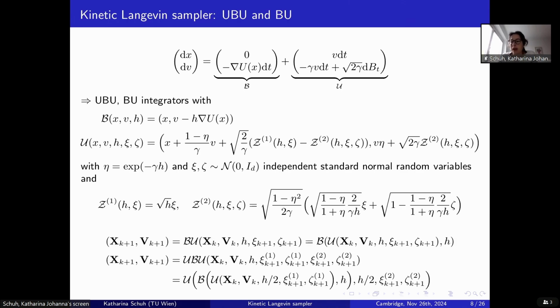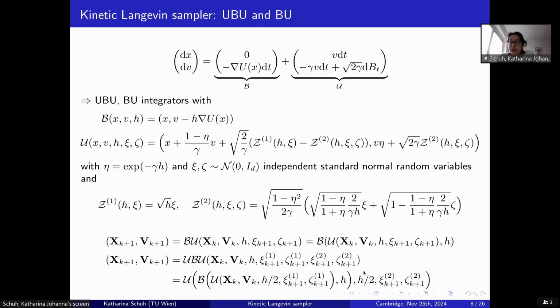And then how we get our Markov chain from this, similar to the Euler scheme. We start with a position and velocity at a certain point. Then we have our discretization parameter h and our sequence of independent standard normal random variables. And then for the BU scheme, we first do a U step and then a B step. Similarly for the UBU scheme, we have now actually 4 random variables in 1 step. We take first an h over 2 step, an h step, and then an h over 2 step.